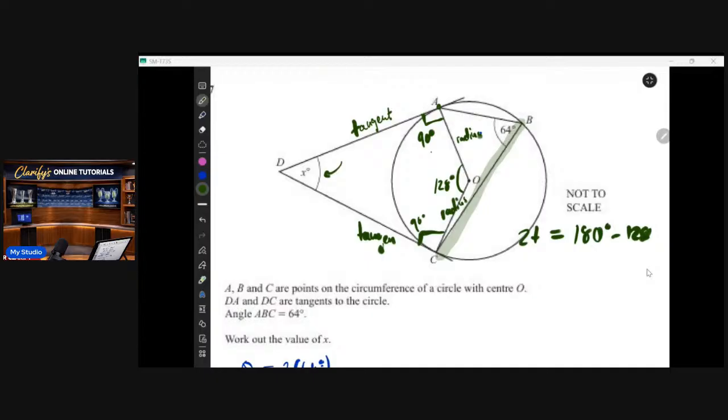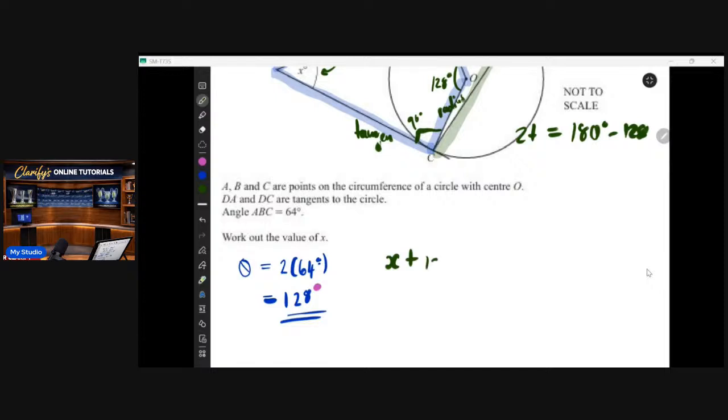So now we can find x, because we now have a shape with 4 sides. A shape with 4 sides adds up to give you 360. All shapes with 4 sides add to give us 360. So now I'll say, we are using circle theorems only, x plus 128 degrees plus 90 plus another 90 should give us 360. Now I can find x.